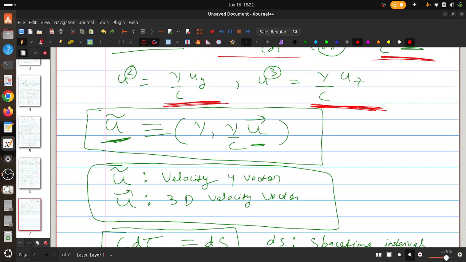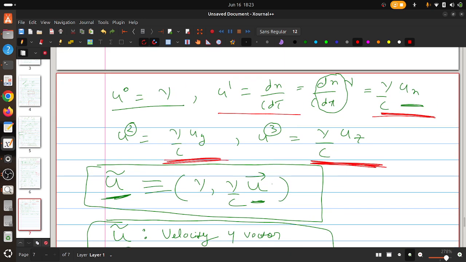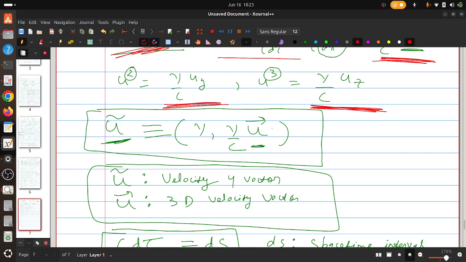So clubbing everything, we can write the u tilde, which is the velocity 4-vector, as gamma comma gamma by c u vector, right? This notation simply illustrates the idea that u0 is gamma, u1 is gamma by c ux, then gamma by c uy, gamma by c uz, which is condensed in this u vector form. It is clear. So here u tilde is the velocity 4-vector, and u vector is the 3D velocity vector.